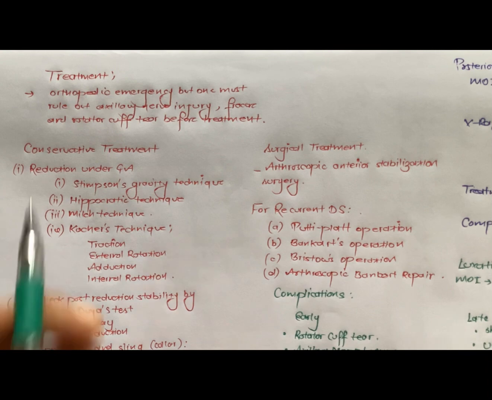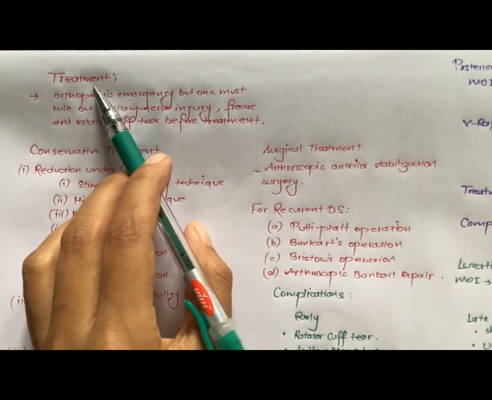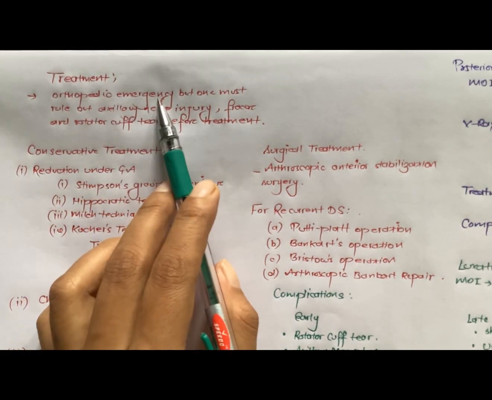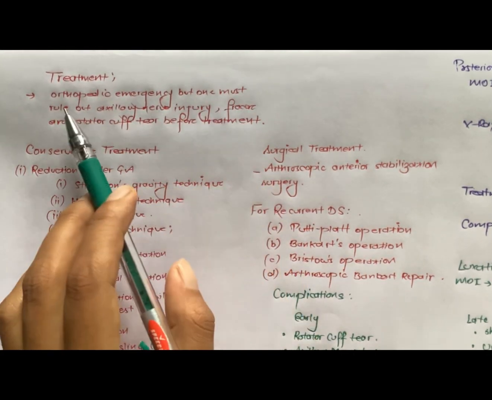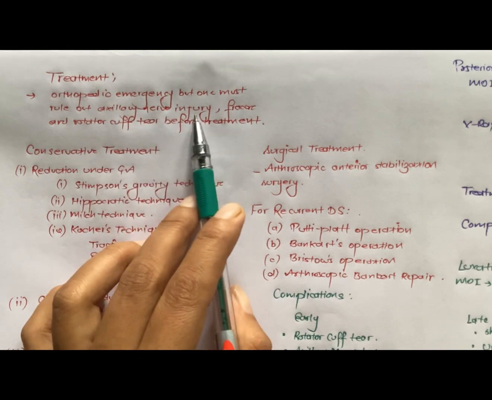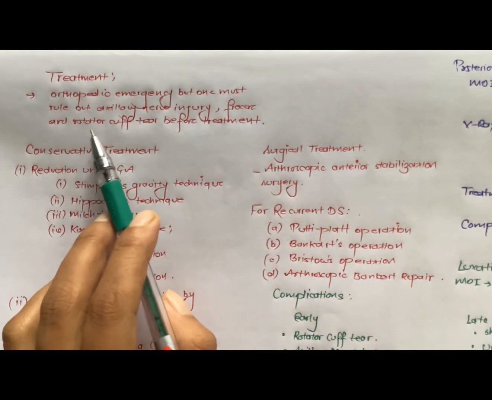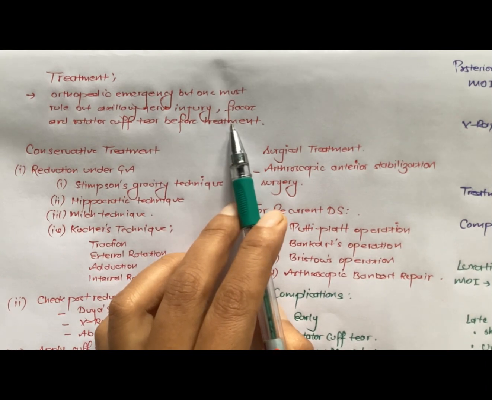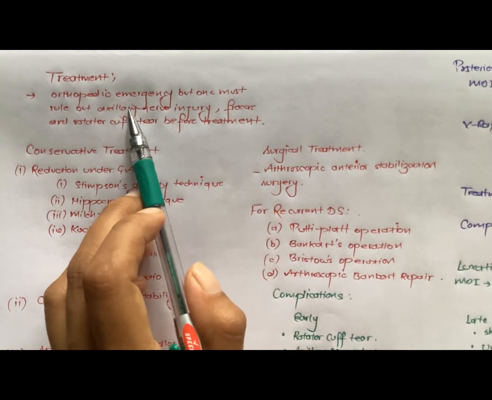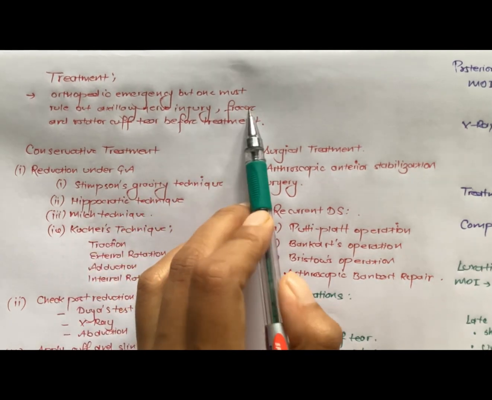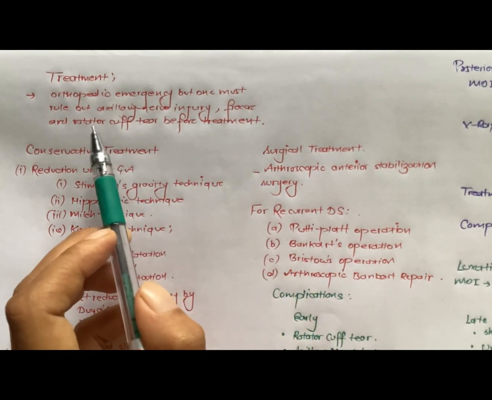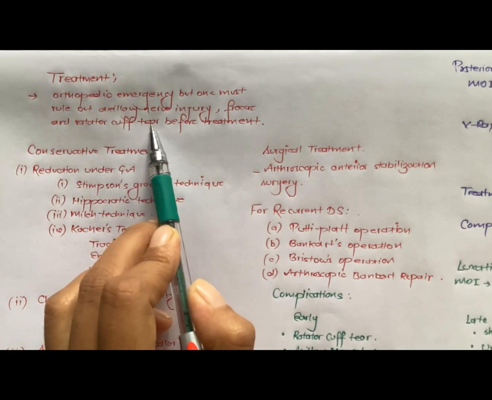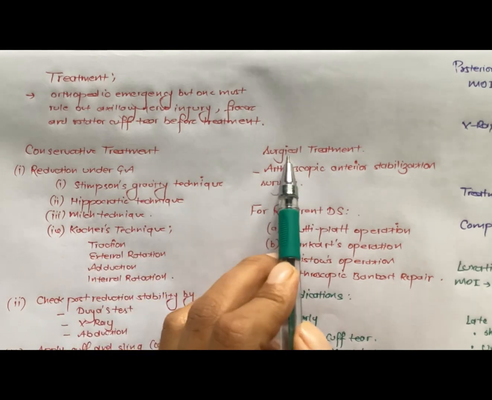Now let's talk about the treatment of shoulder joint dislocations. As we all know, shoulder joint dislocation is an orthopedic emergency, but one must rule out axillary nerve injury, fractures, and rotator cuff tear before treatment. So before treatment, we have to rule out whether there is any axillary nerve injury, any fractures, or any rotator cuff tear. Then we can go for conservative treatment or surgical treatment.